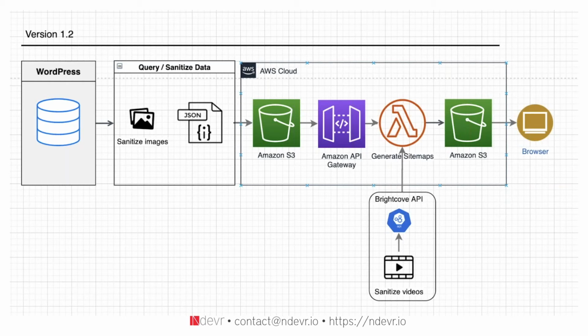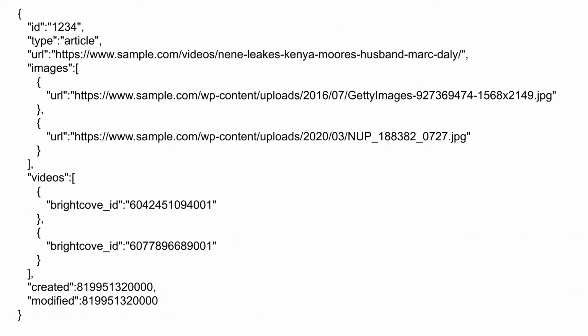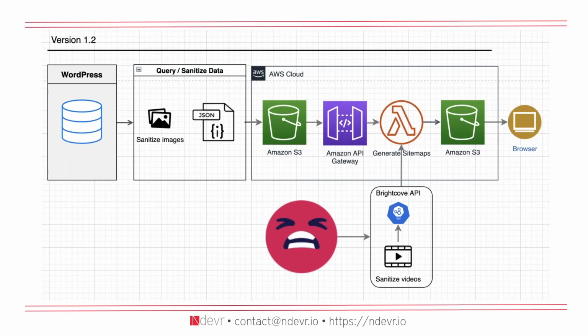Initially, the data that we cleaned up before we ran the generating sitemap Lambda functions, the data structure looked like this. We have the URLs for the images and the Brightcove ID, so we're exporting that part only. But we realized that calling the Brightcove API was a little bit annoying.